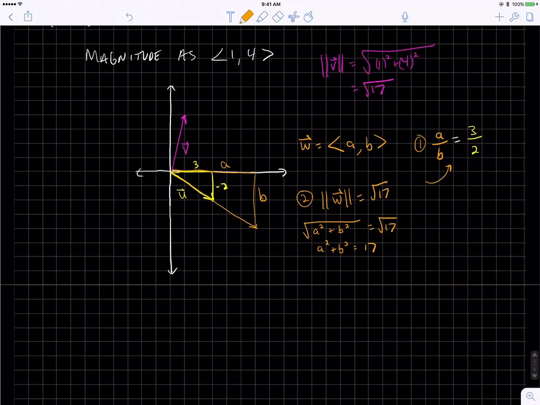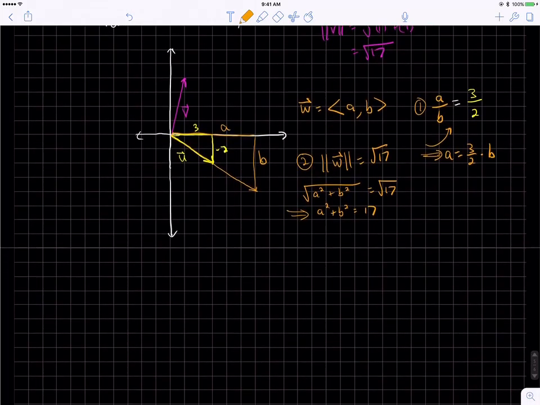I also have this equation up here about direction. If I solve for A, I multiply both sides by B. So I've got two equations here, this one and this one, and I'm going to solve that system. I solved for A, so I'm going to plug that into this other equation. So I've got (3/2 B) squared plus B squared equals 17.